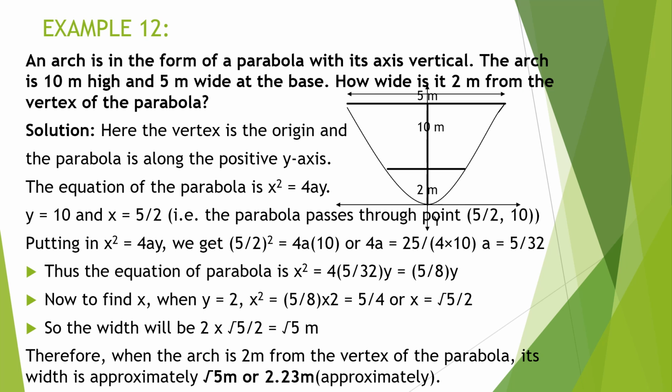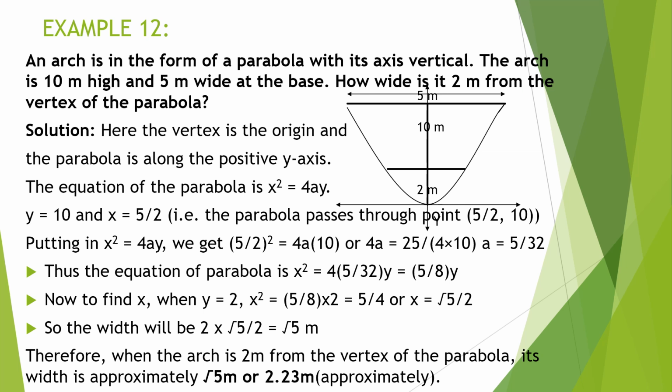Now what will be our equation? x square is equal to 4 into 5/32 y, which means 5/8 y. We want to find x when y is 2. It is given how wide it is when it is 2 meter from the vertex, meaning when y is 2, what is x? x square is equal to 5/8 y. In that you put y equal to 2, and you get x is equal to root 5/2.